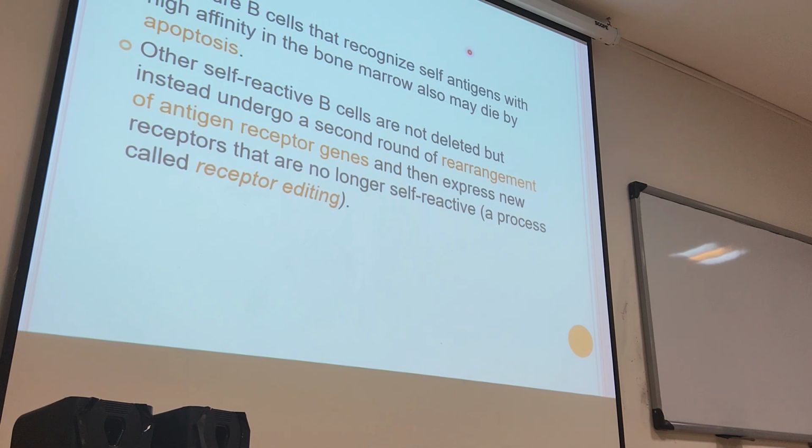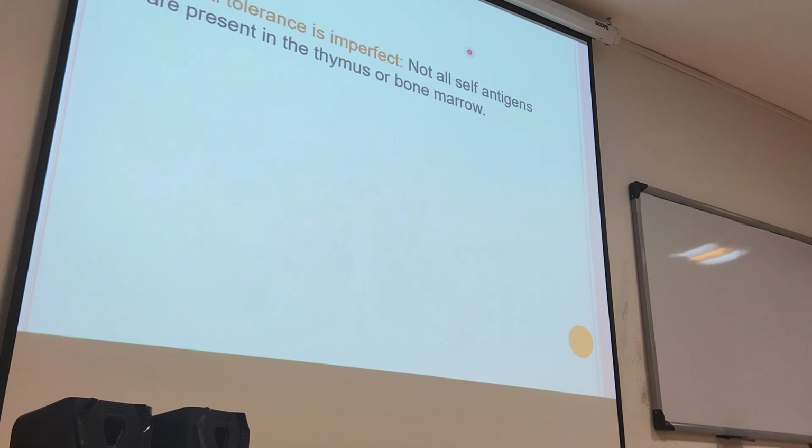And I told you about B cells. If they recognize self-antigens, they will undergo apoptosis. Sometimes they may perform receptor editing, and if it's not successful, they undergo apoptosis again.